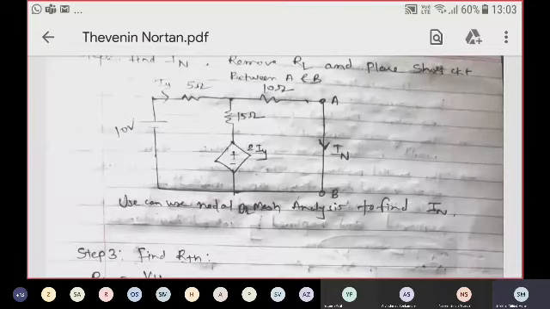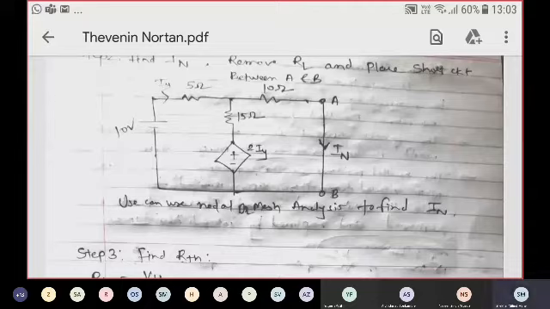Now in step 2, you have to find the current IN, or you can also say ISC. The same you do in Norton's theorem. In Norton's theorem, you find the current flowing through the particular terminals with the load removed. So here you have to find the current flowing through A and B. That will be your Norton's current or short-circuit current, ISC or IN. So in the second step, you find the current flowing through points A and B.